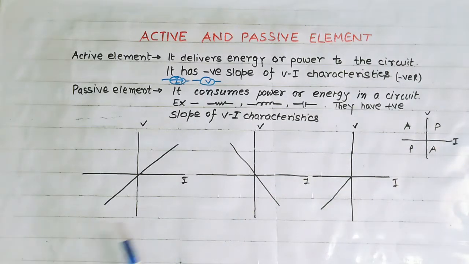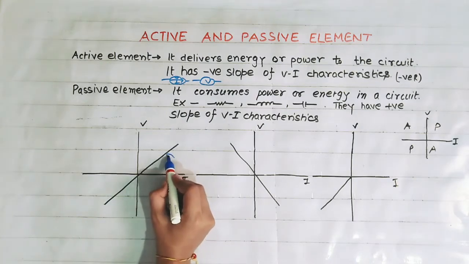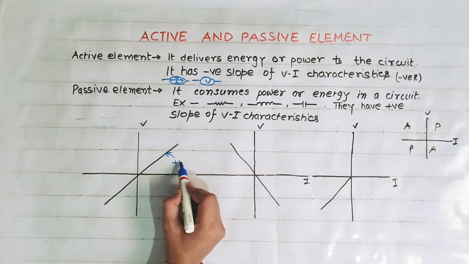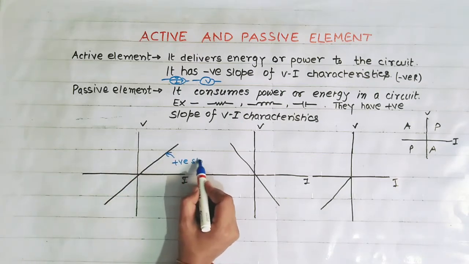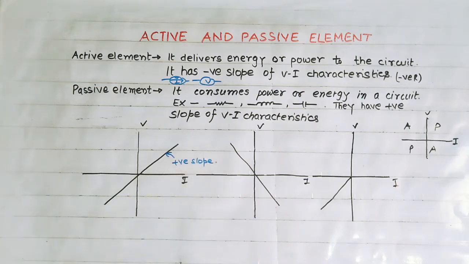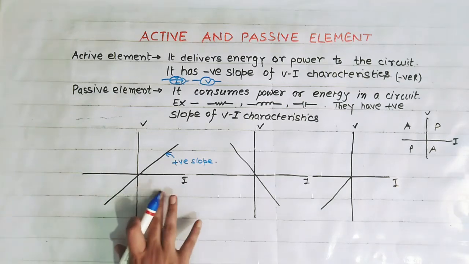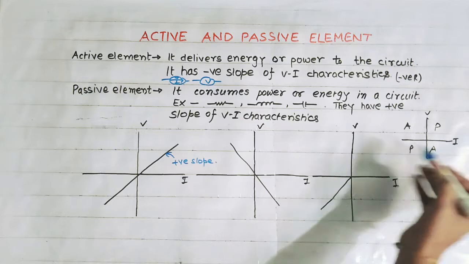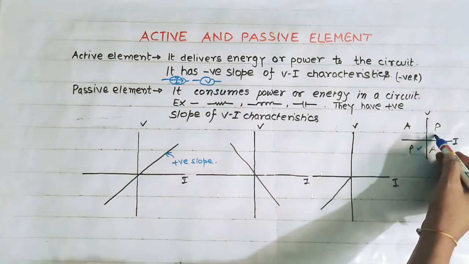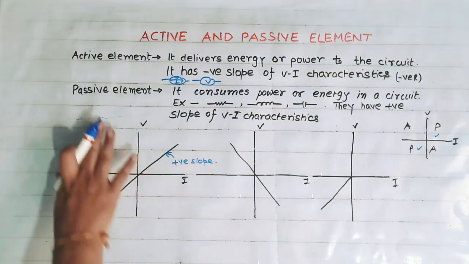Okay. So these three characteristics are given and we have to tell whether the element is active or passive. First see this characteristic. This characteristic has a positive slope. Okay, the first method is this: it has a positive slope, it means it is a passive element. And we can also see from here that this characteristic lies in this and this quadrant, that's why it is a passive element.